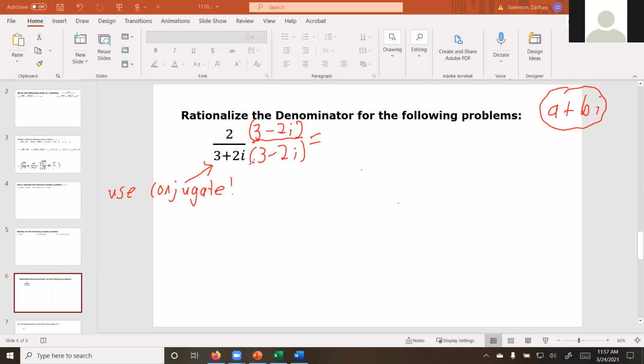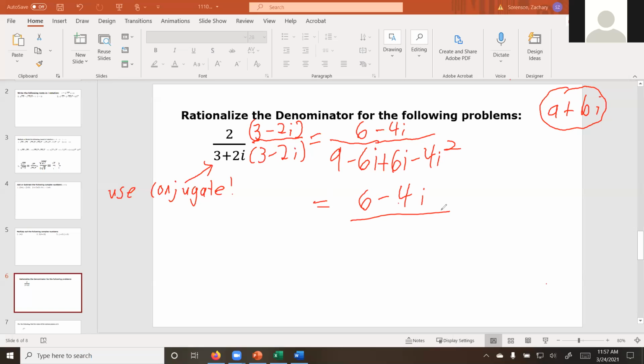I distribute, so 3 times 3 is 9. 3 times negative 2i is negative 6i. 3 times positive 2i is positive 6i. 2i times negative 2i gets me negative 4i squared. On the top, 6 minus 4i. So my top's not going to simplify any further for now.